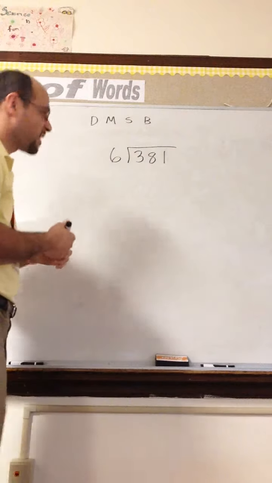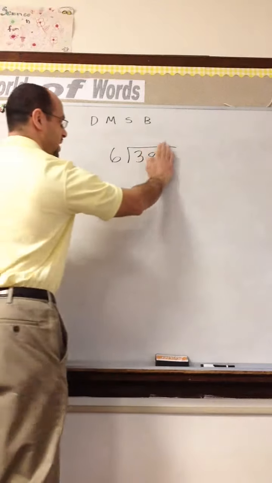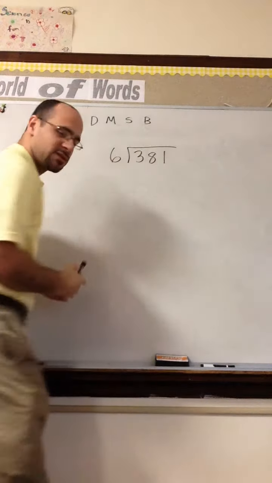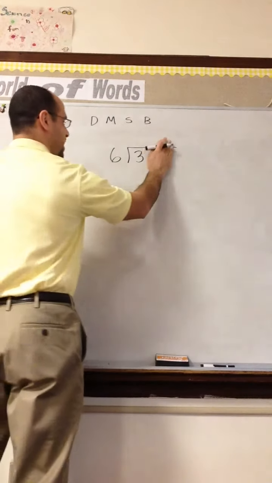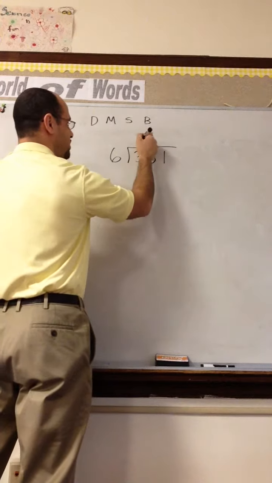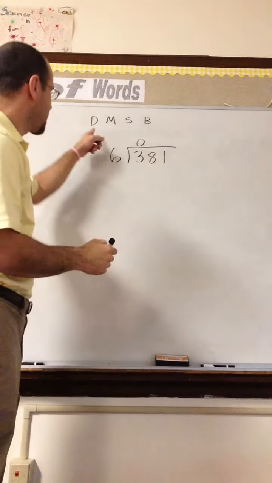So my first step is divide. I'm going to take it digit by digit. I'm not going to take the whole number. I'm going to take it digit by digit. So the first question I'm going to ask is, can 6 go inside of 3? How many times can 6 go into 3? And the answer is 0. So that's my first step, division.